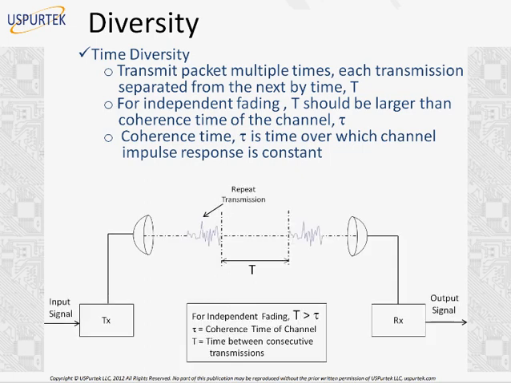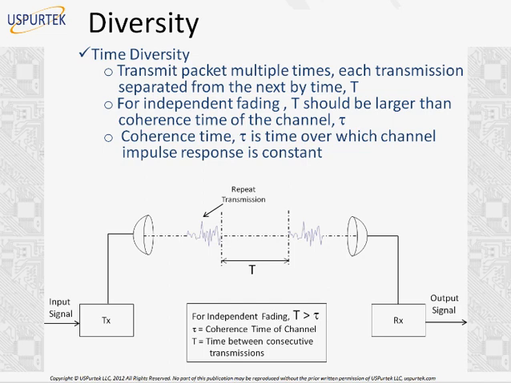Let's move on to the next diversity technique, time diversity. This is also an interesting one. It involves transmitting packets multiple times, with each transmission separated from the next by time t. Time t is the time between two consecutive transmissions. Now how do we determine this time interval between two repeat transmissions? The idea seems very simple: you just transmit the packet again, and if you lose the first one, you will receive the second one.